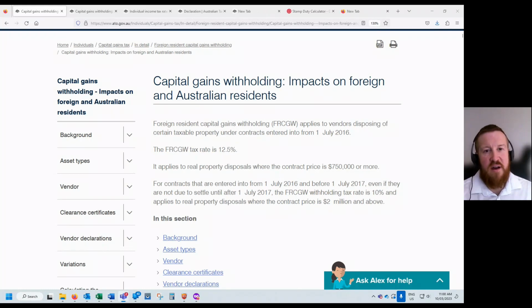The simplest way, I think, to understand this tax is to think of it as a down payment. So the capital gains withholding is not a tax, it's a deposit or a down payment towards a future tax bill. And whether you need to pay that deposit or that down payment really depends on what you expect the final capital gains tax bill to be, and you'll work that out when you lodge your tax return.